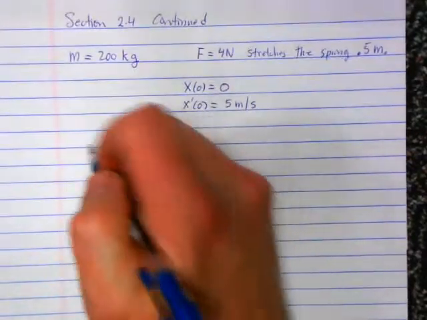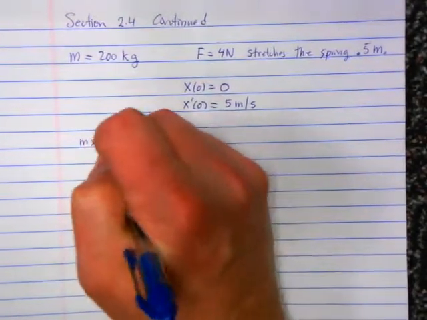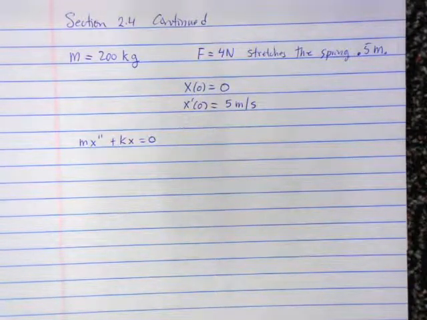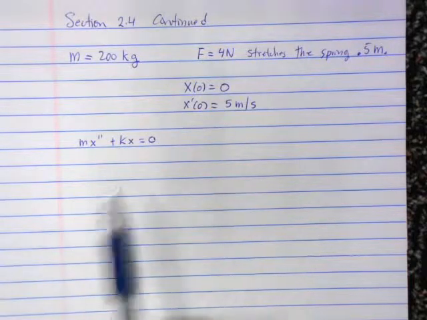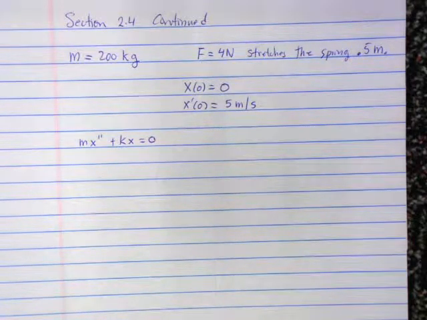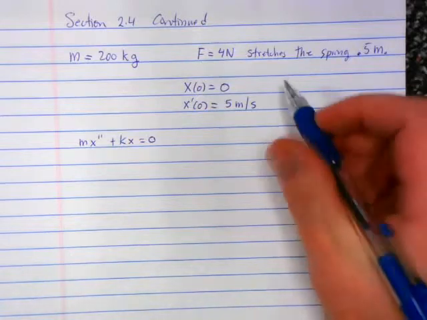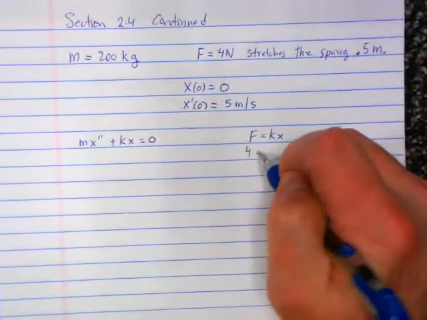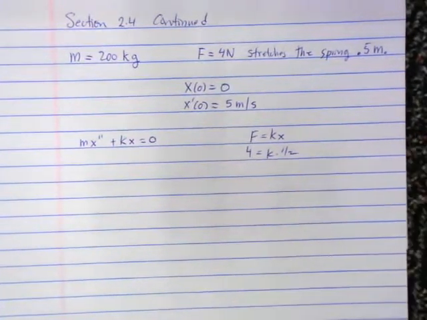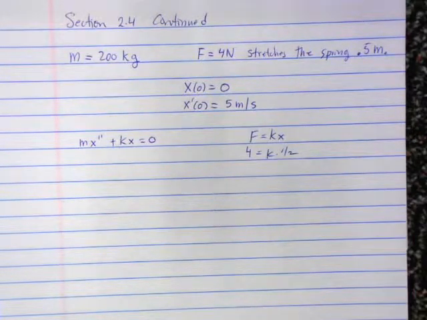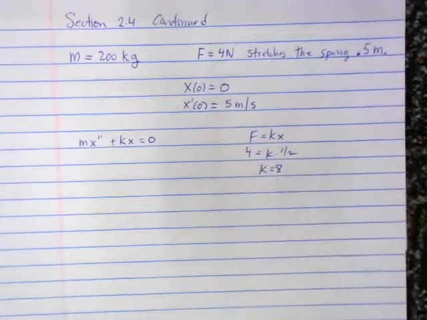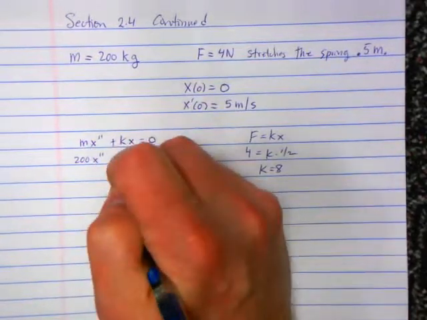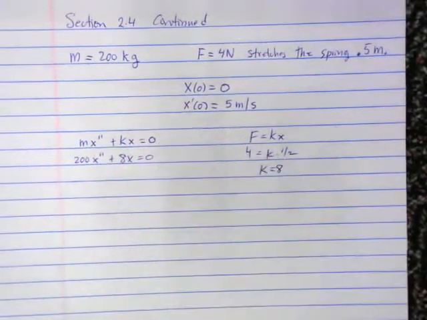All right. So our formula was mx double prime plus kx equals 0. We know the mass. The mass is 200. Do we know k? No, but we can figure it out, right? We know that Hooke's law says F equals kx. So F is 4 when x is a half. So that makes k equal to 8. So we have 200 x double prime plus 8x equals 0.